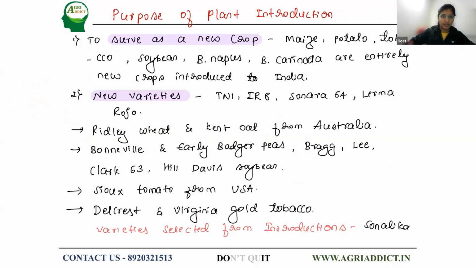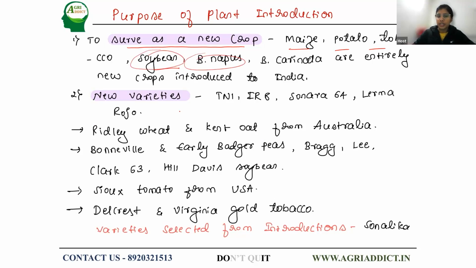As somebody has mentioned, it is to serve as a new crop. Wherever the crop is not present at all, it will be a new crop. So that crop will be introduced into a newer area. For example, maize, potato, and tobacco were not present earlier in India. They came to India through introductions only. They served as entirely new crop species.